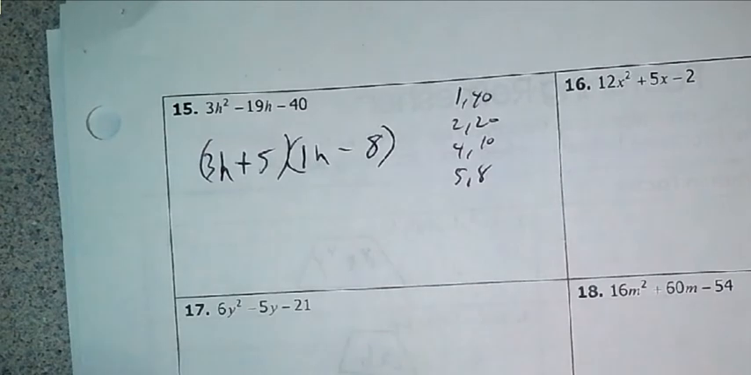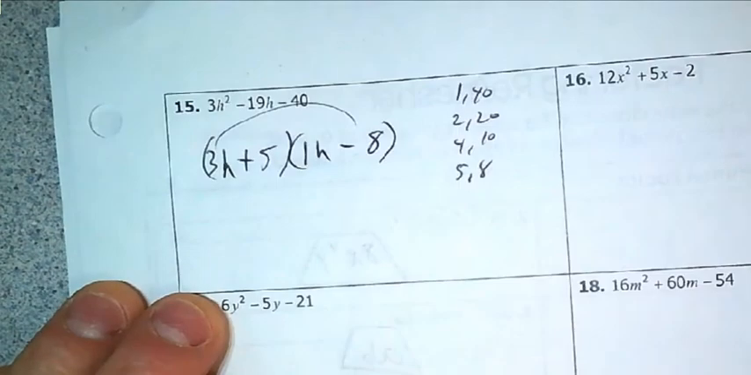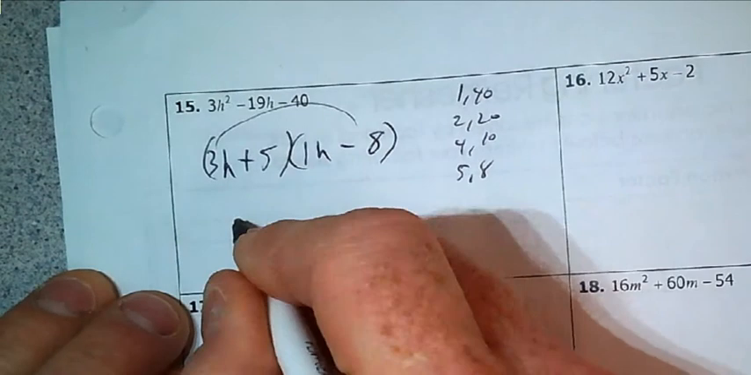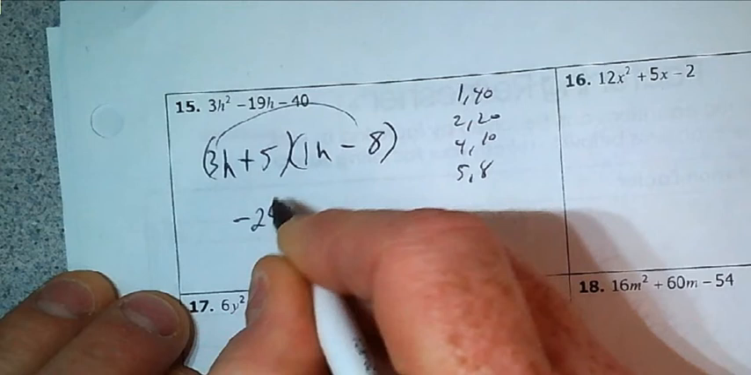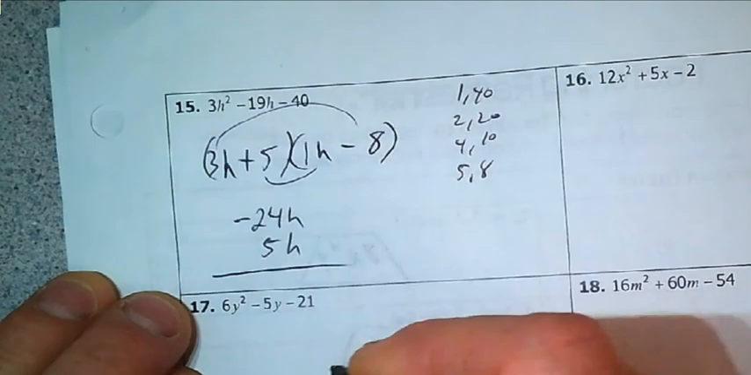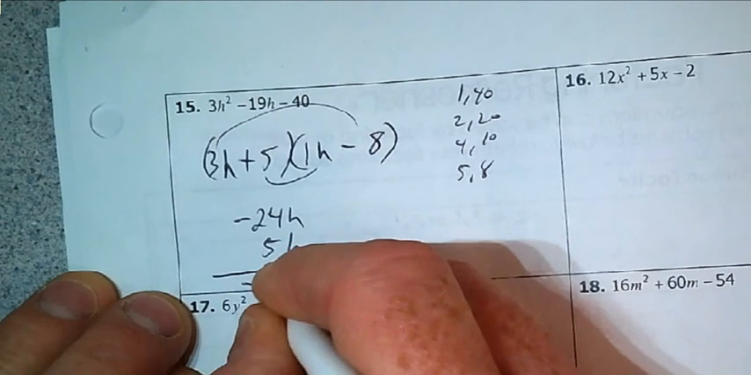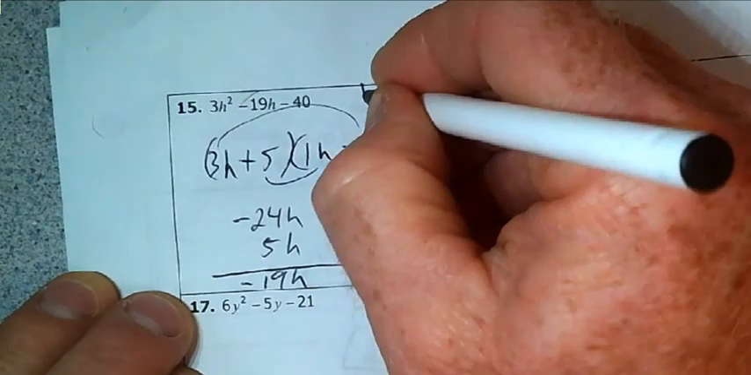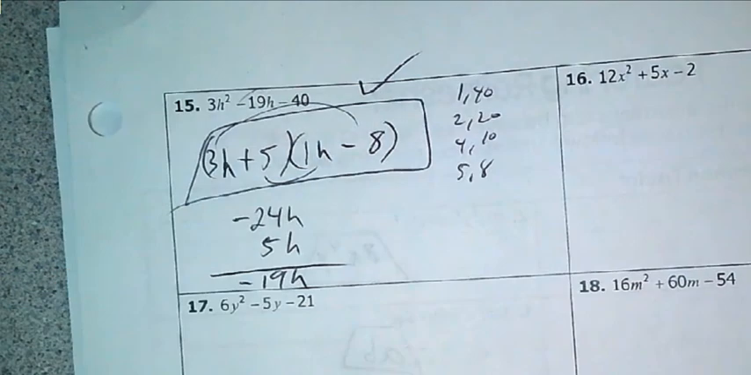So now I'm going to check it. 3h times negative 8. And you don't have to draw these little arcs. I just do that for emphasis. That's negative 24h. And then 5 times 1h. That's 5h. Negative 24 plus 5 is negative 19h. Is that what we wanted? Yes. So this checks. So we're done. That's it. 3h plus 5 times 1h minus 8. First try, got it. Wow.